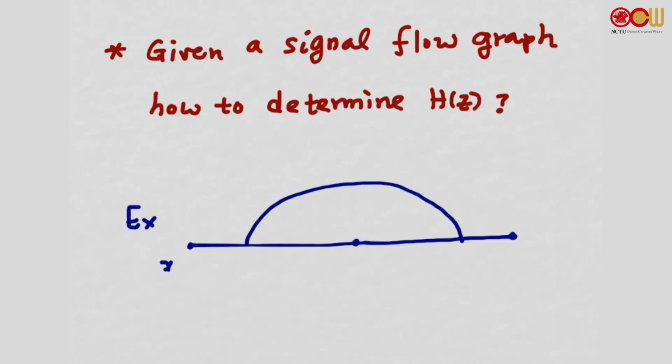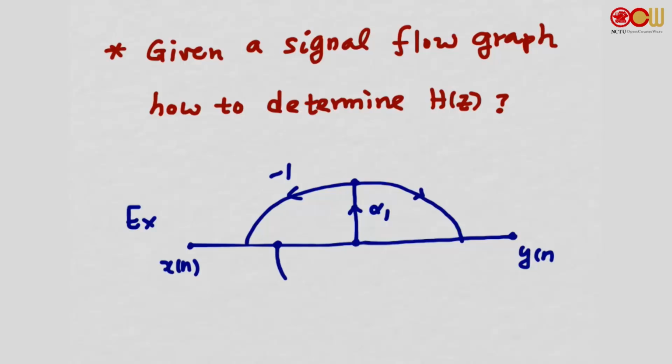Suppose we have input here, we have output here. Right in the middle, we have a branching node, and this one goes this way, this one goes this way, and this one has a multiplier alpha 1, and this is a branching node. This is a branching node, and right here we have another branching node.